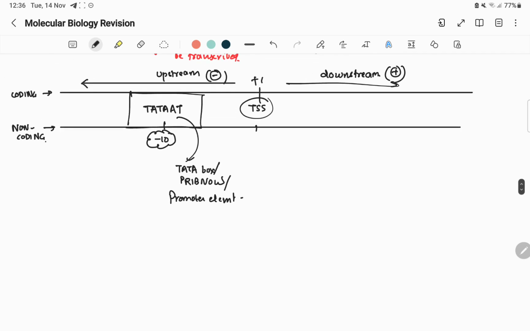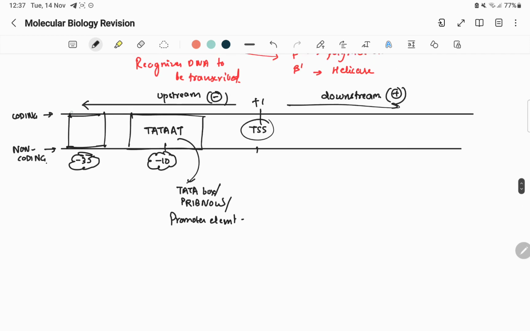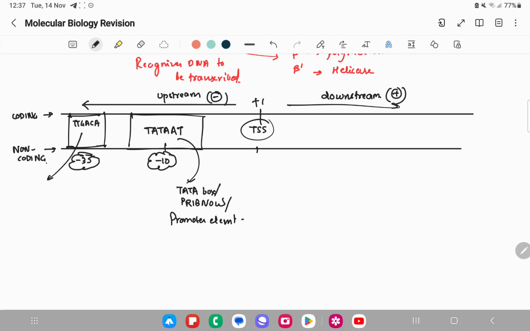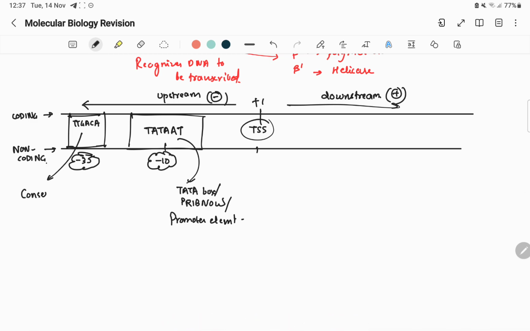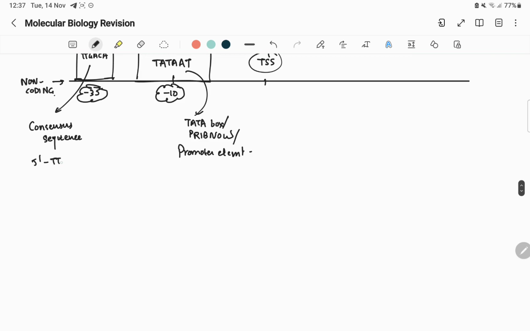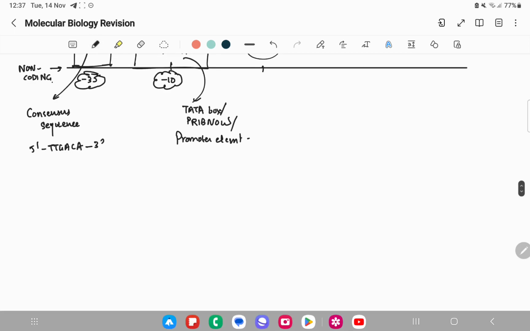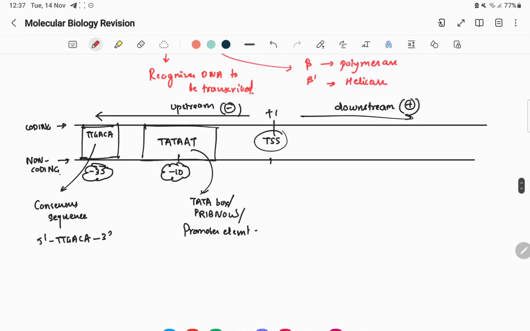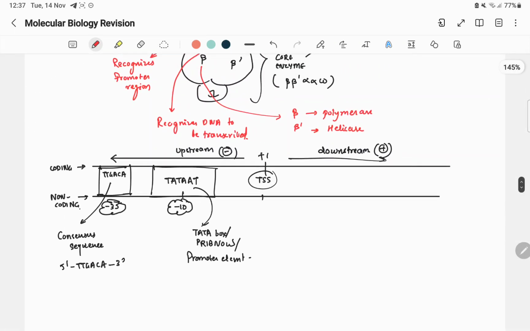Then you have another box in the -35 region, with the sequence TTGACA. This is a consensus sequence, 5' TTGACA 3'. This is the initial point of contact of the holoenzyme. So what happens first? Let me explain the transcription process.